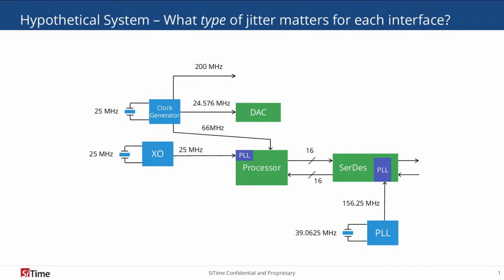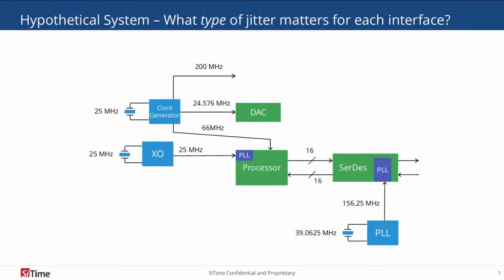To the left of that, we have a 25 megahertz clock driving a PLL. So that again would be TIE and cycle-to-cycle jitter. The 66 megahertz clock driving the processor, since that's driving synchronous logic, you'd care about period jitter. The 24.576 megahertz clock driving the data converter, since it's the data converter, we would care about the time interval error jitter.